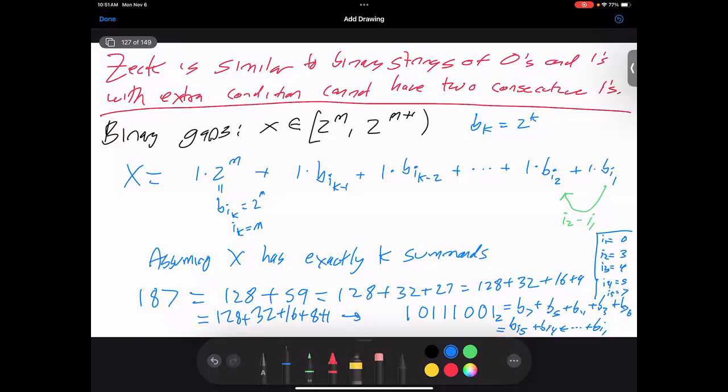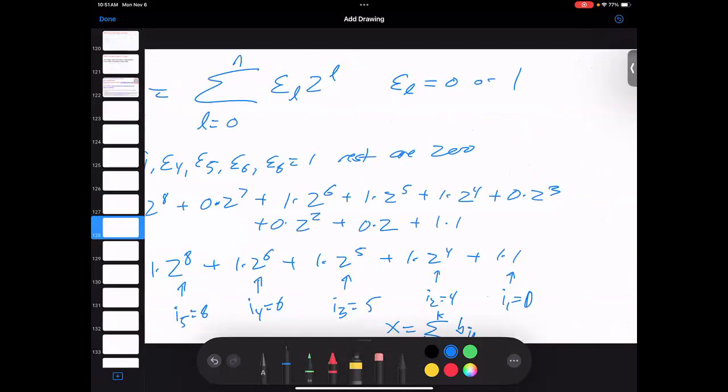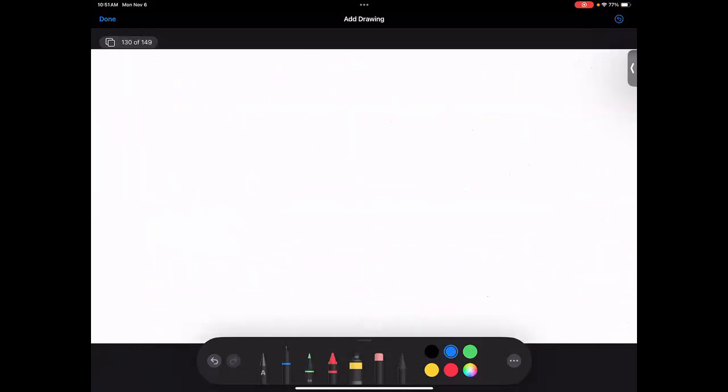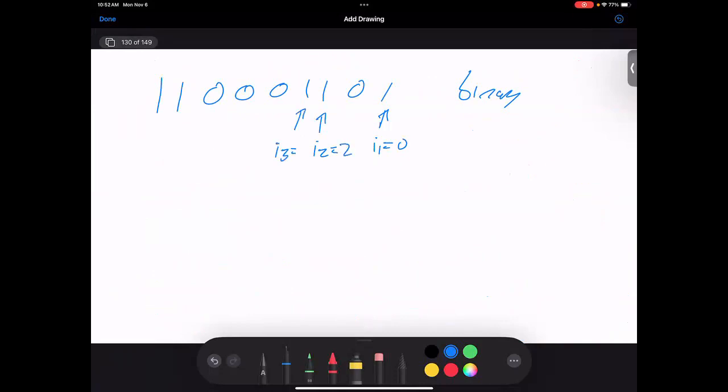Okay. So the main thing is just if I give you anything, if people have to leave, that's fine. If I give you 1, 1, 0, 0, 0, 1, 1, 0, 1 in binary, this would mean we would have I1 is 0. And I2 would then be 2. I3 would be 3. And the first gap would be a gap of length 2, and then a gap of length 1.